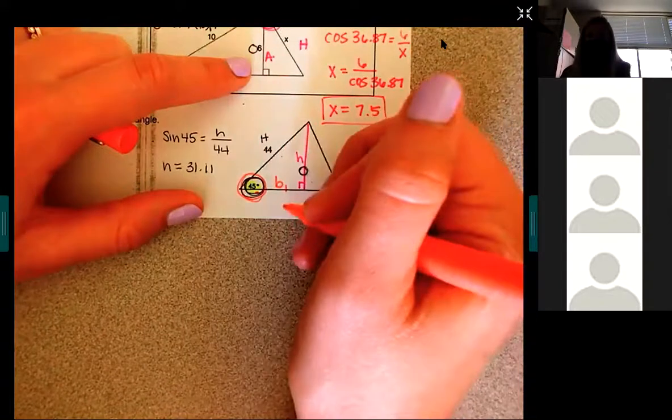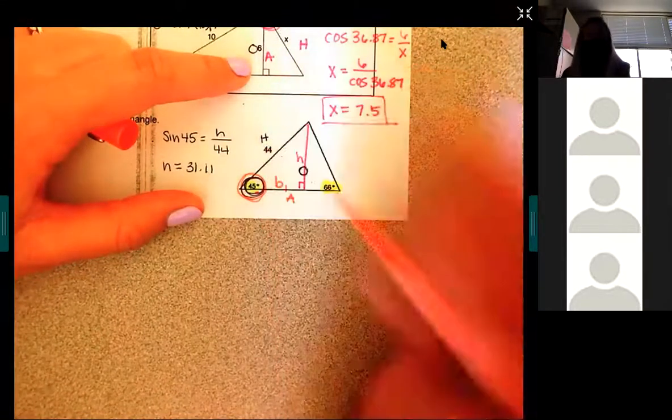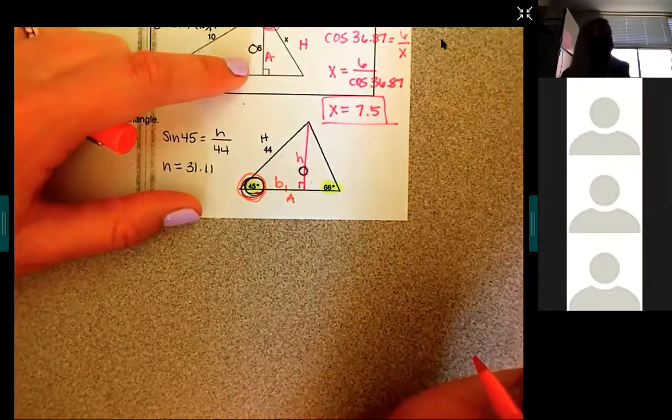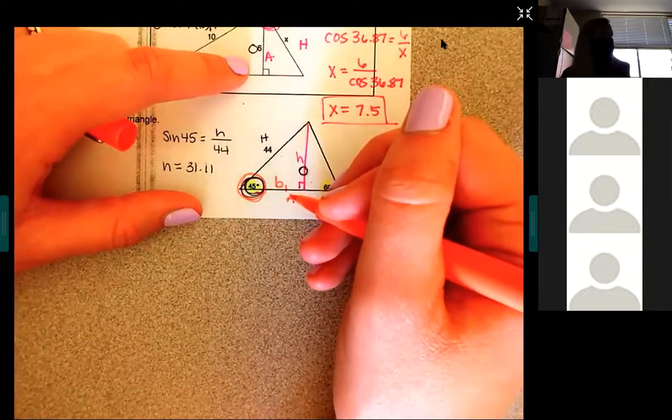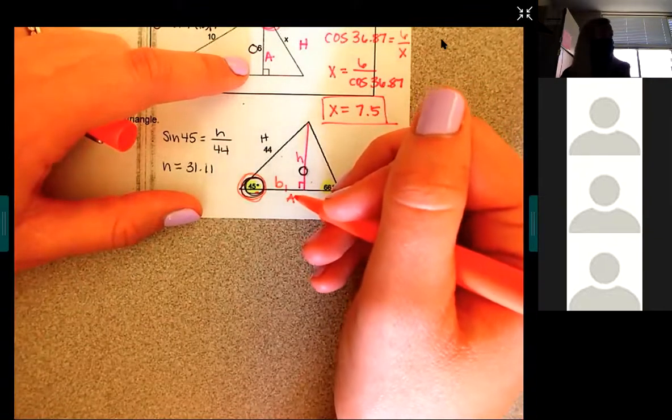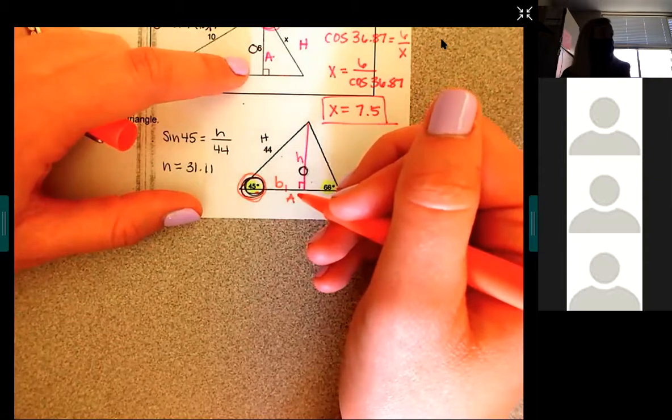And then I used, this is the adjacent side, and I know the hypotenuse. So I used cosine to find this base. Is everybody okay with that? Do you need to see it? Because a couple of y'all were squinting.